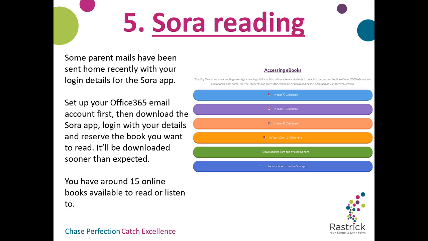So first thing to do is set up your Office 365 email account, download the Sora app, and then log in with the details that you've been sent. Now those login details have been sent to you on a parent mail. They are specific to your child, the username and password. You click on which book you want to be downloaded. Now, I've been told to say it does say that it'll take something like 15 hours to download, but it actually only takes 5 minutes. So please don't be put off it. It's a lot shorter than you'd think.